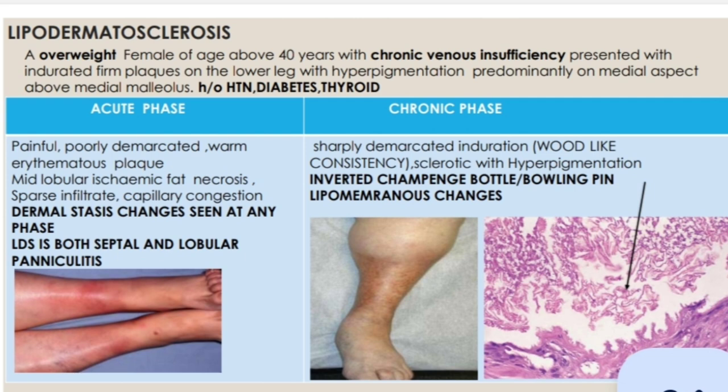The chronic phase presents clinically as a sharply demarcated induration, wood-like in consistency and sclerotic, with hyperpigmentation. The typical presentation is given the name inverted champagne bottle deformity. The characteristic histopathological finding in the chronic phase is lipomembranous change, in which the adipocyte is completely replaced by fibrotic tissue. These lipomembranous changes derive from the cell membrane of necrotic adipocytes, which is also PAS positive.